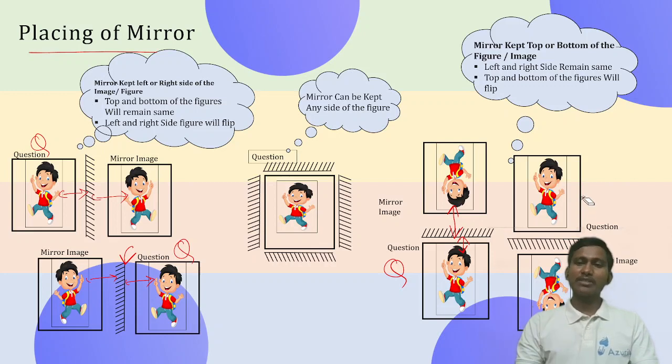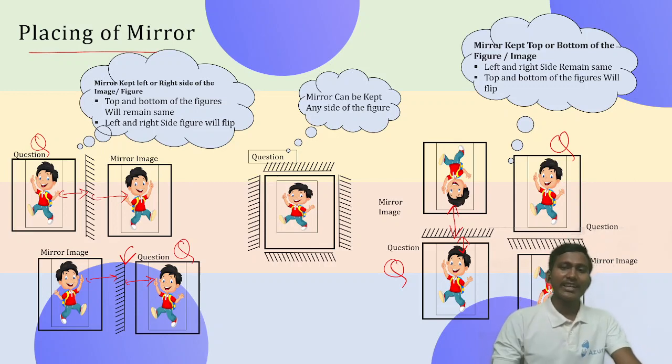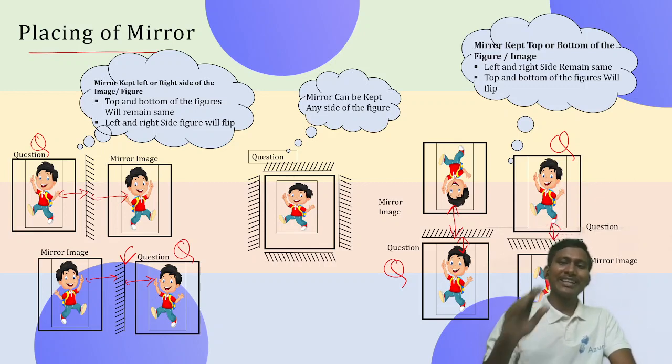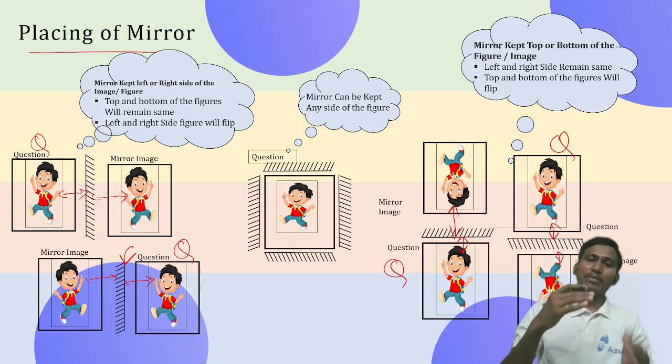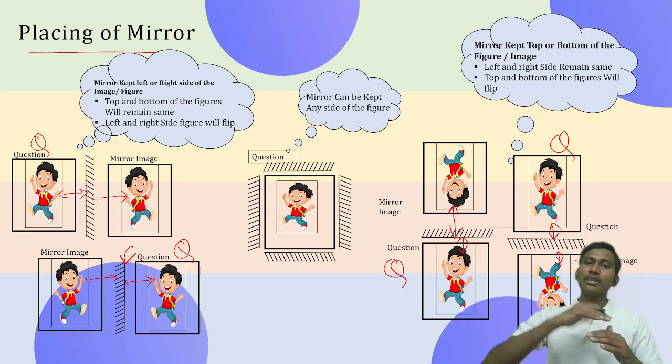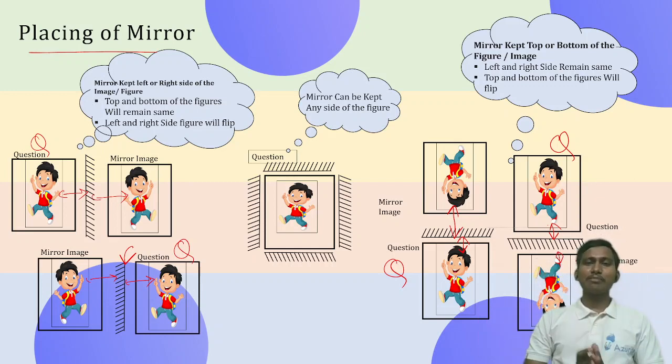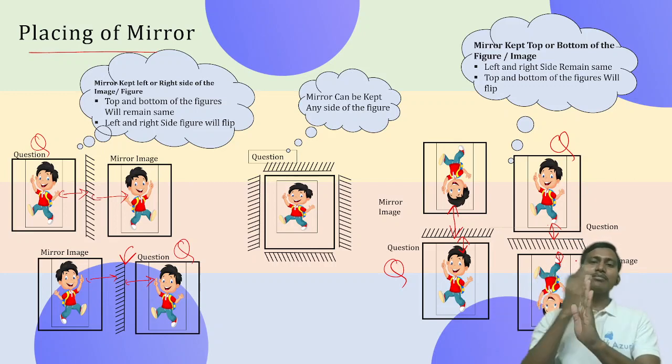And if the mirror is placed below, that is the question figure, so where is it placed? It is placed below the question figure. So what will happen? What is near the mirror? It is the legs, so legs will come near the mirror in the image. So here are the legs. That is how up becomes down, down becomes up. Understood? So if the mirror is placed below or above, what will happen? Up becomes down, down becomes up. And if the mirror is placed sidewise, left becomes right, right becomes left.